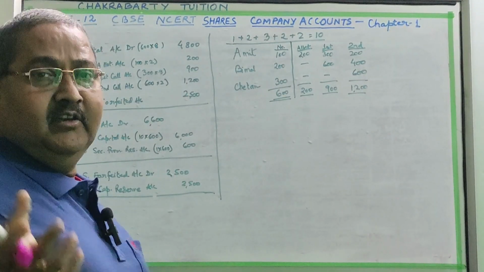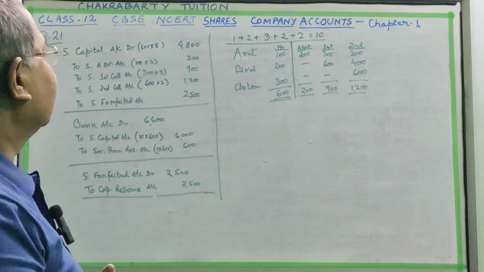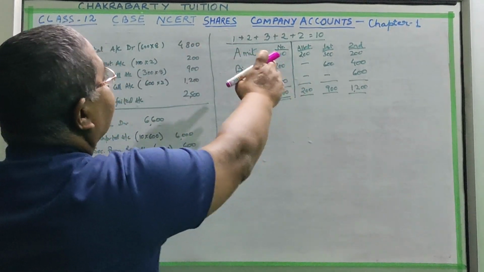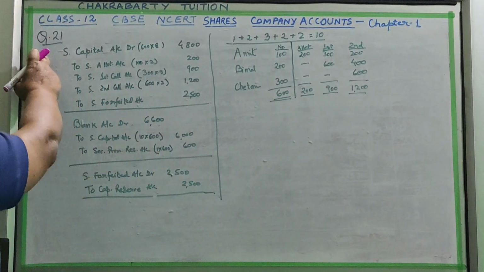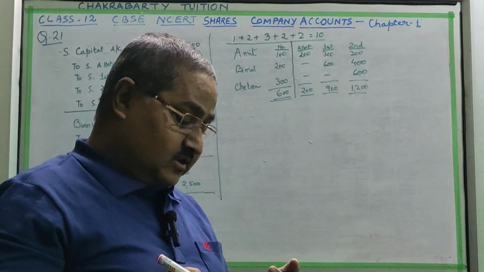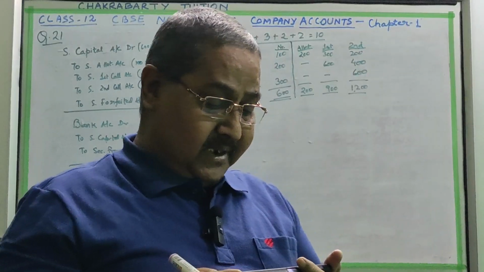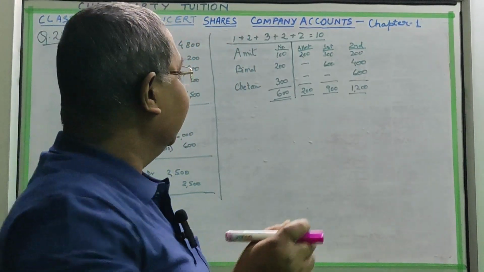Hello. In continuation of our previous video, today we will again start with Company Accounts, Chapter 1. In Company Accounts, we are taking question number 21. In this question, it says Amit holds 100 shares of 10 each.